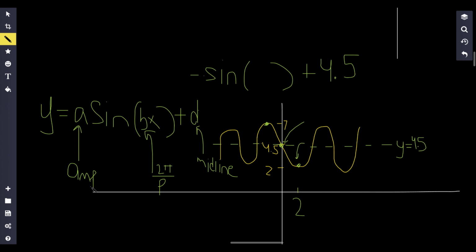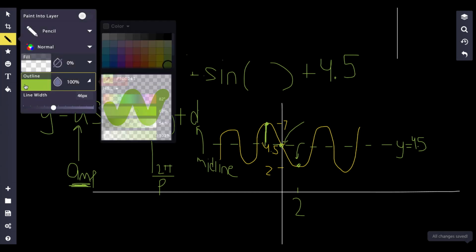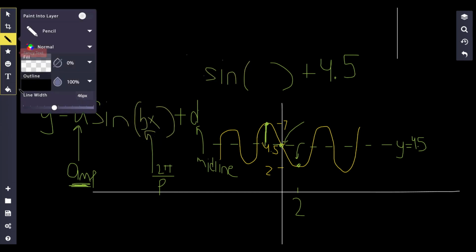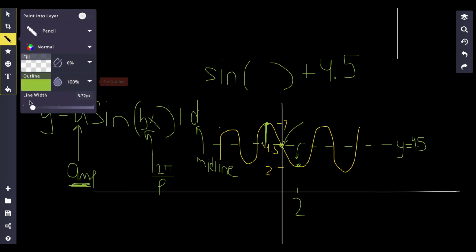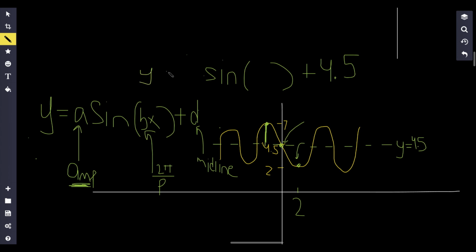Now our amplitude, remember, this is the distance from the midline to the highest point. So what's the distance from 4.5 to 7? Well, that's going to be 2.5, right? So in this case, let me just erase this real quick. So far what we have is y is equal to negative 2.5 sine of whatever's in here plus 4.5.